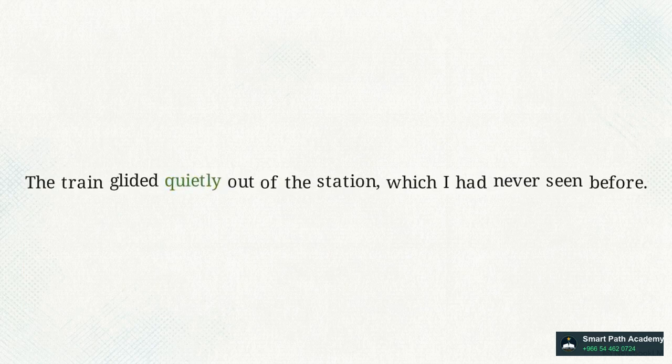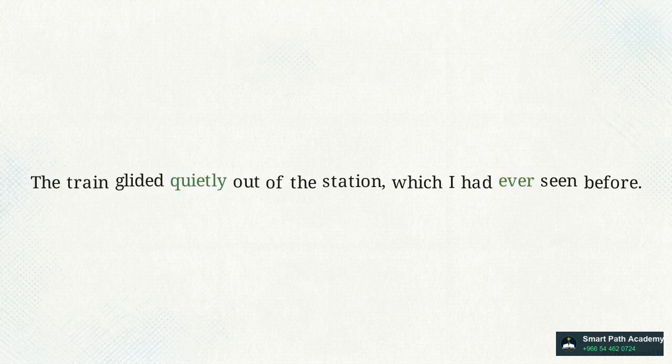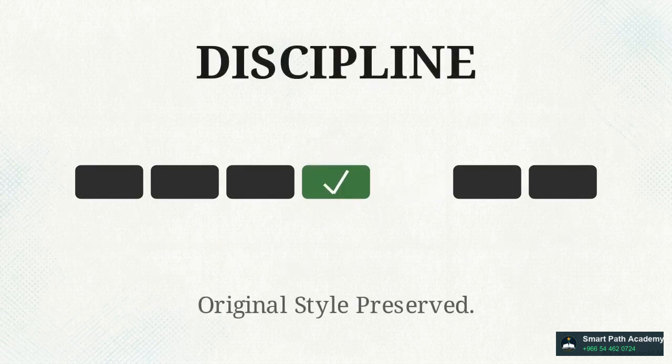In this dual error sentence, we follow two steps. First, we change the adjective quiet to the adverb quietly. Second, we fix the logic by changing never to ever. Success in these questions is about discipline. Test your ability to follow instructions and resist the urge to change the author's original style.